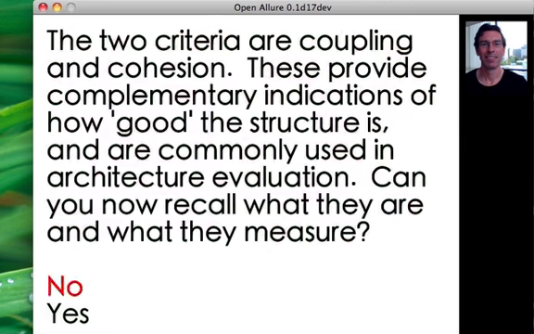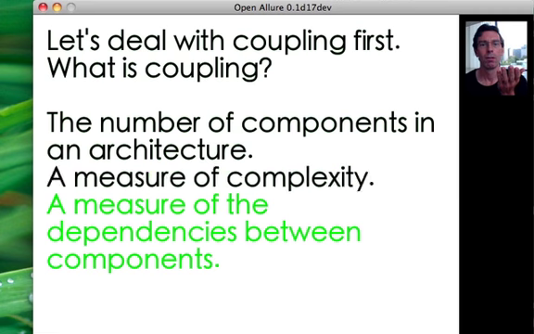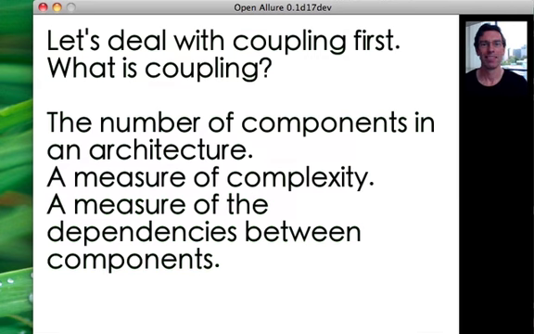Okay, we'll look at them now. Let's deal with coupling first. What is coupling? The number of components in an architecture, a measure of complexity, a measure of the dependencies between components. Not really. This might give an indication of size, but not coupling. Coupling might contribute to complexity, but measuring complexity is pretty fraught, as it is so subjective. Yes, that's right. It tells us how interlinked the parts of the architecture are.